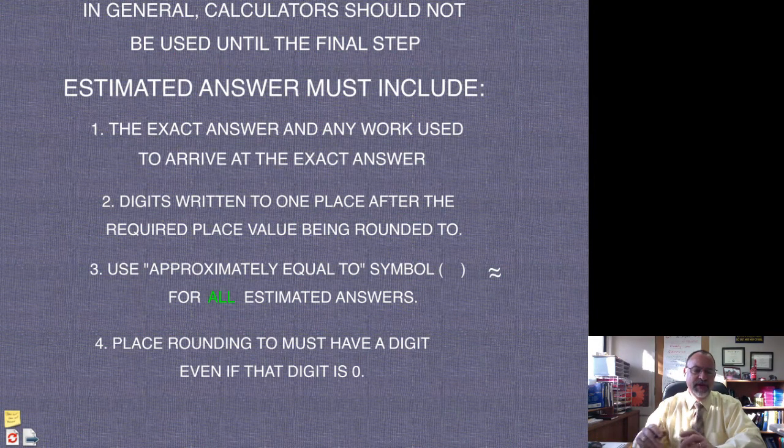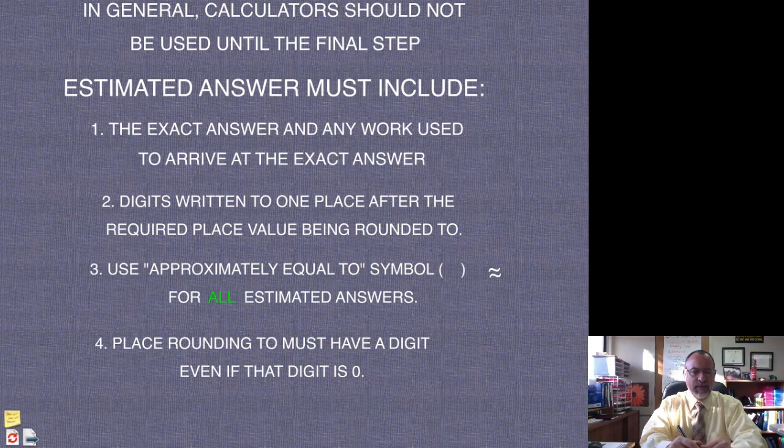And then finally, make sure that you put a digit in the place that you're rounding to, even if that digit's not going to change the value. And we talked about this in class, the difference between 27 and 27.0. 27.0 communicates an accuracy to the measurement that's different than 27, even though the value is the same. Okay, so those are the things that you need to have.